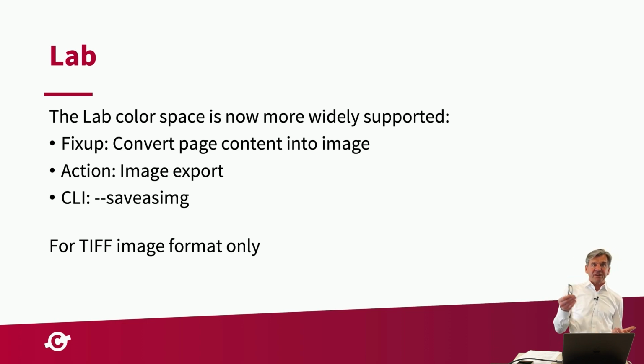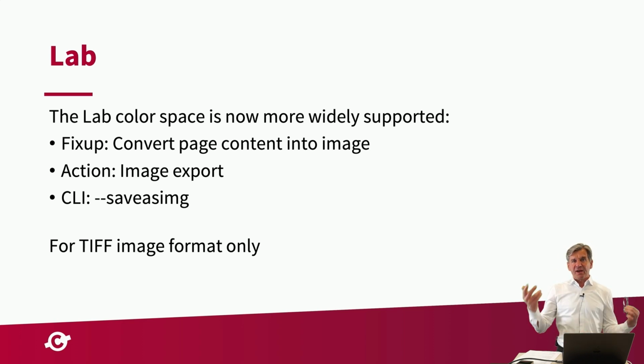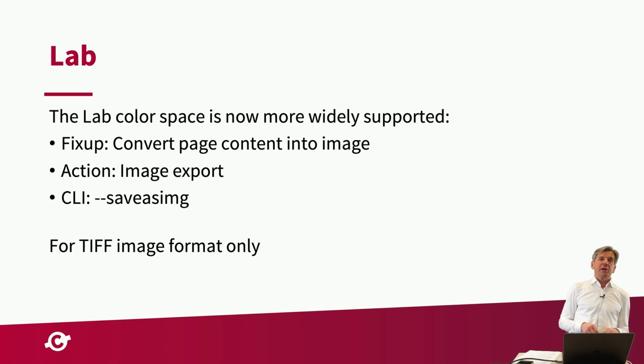So now in the fix-up, convert page content into image, which would create an image PDF page instead of the page that you currently have in your PDF, you can now specify that the resulting image should use the LAB color space. Same in the action where you export images from the PDF pages. So you create one image per page in your file system.